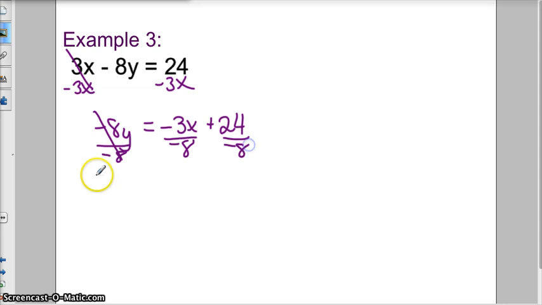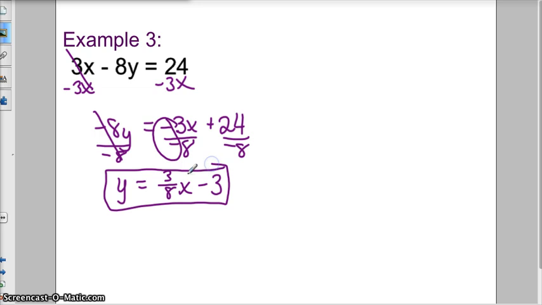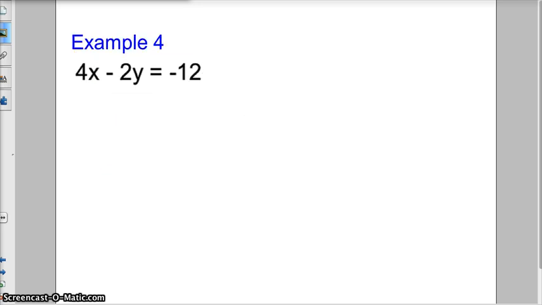Divide by negative 8. So y is now by itself equals, now you cannot reduce 3 over 8, so we're going to leave it 3 over 8, but negative over negative, never leave this here. It always turns into positive 3 over 8x. And then 24, positive 24 divided by negative 8 gives you a negative 3, so we're going to write minus 3 and box our answer. And example 4, we have our minus 4x we're going to subtract over.